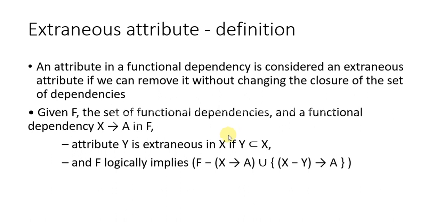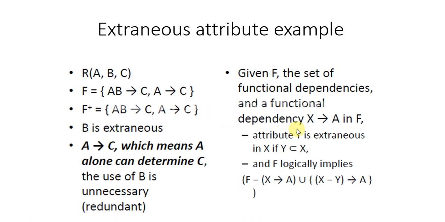Suppose we have a relation schema R with the attributes A, B, C. Suppose a functional dependency set F is equal to {AB to C, A to C}. And what is the closure of this? F plus is the set AB to C, and C is not on the left hand side of any of these dependencies. So it will have only A to C, AB to C and A to C.